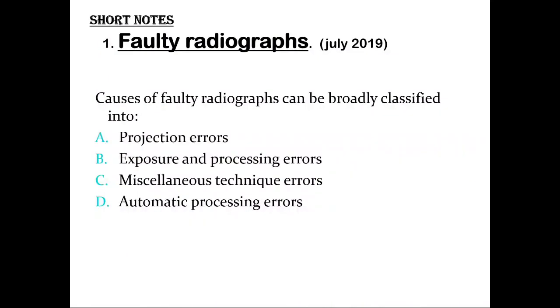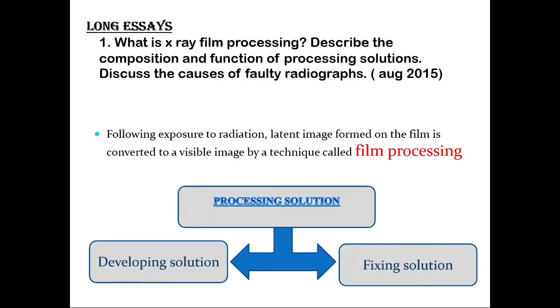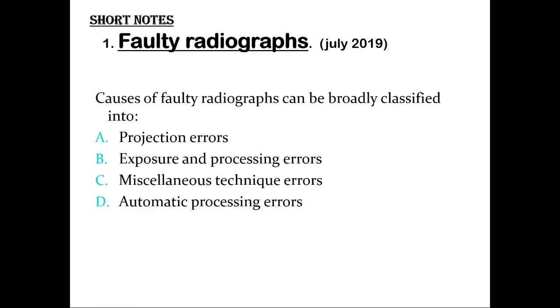So the further question that has been asked is to discuss the causes of the faulty radiographs. So here is the list of the causes for the faulty radiographs. Again, there's a chapter called faulty radiographs in the textbook of oral radiology by Freny Karjodkar, where she has mentioned the causes, starting off with the 4 causes, that is projection errors, exposure and processing errors, then the miscellaneous technique errors and the automatic processing errors.